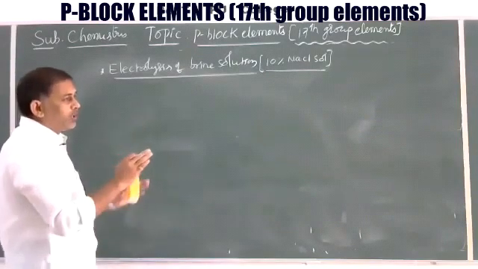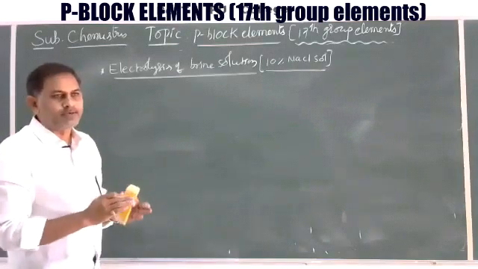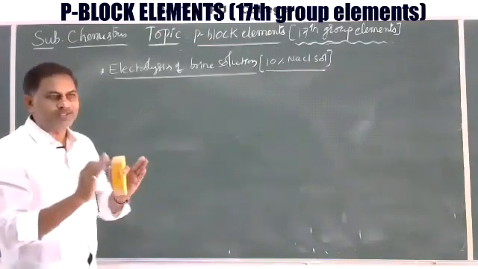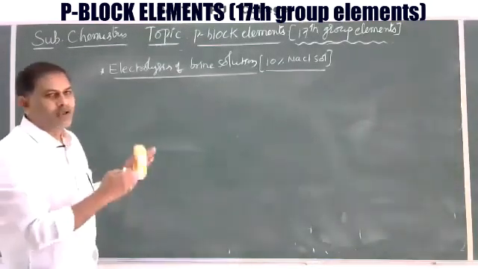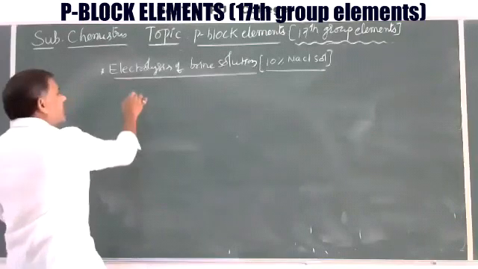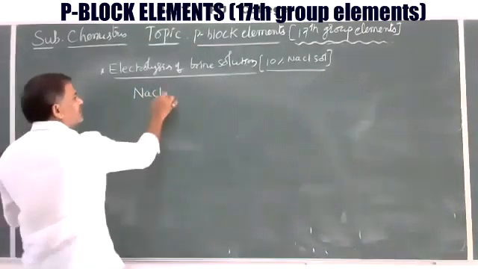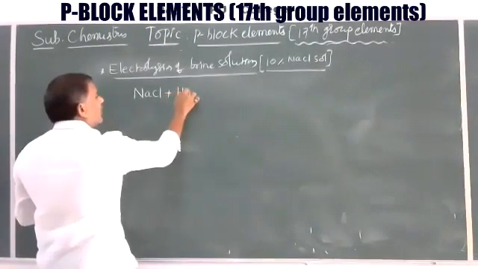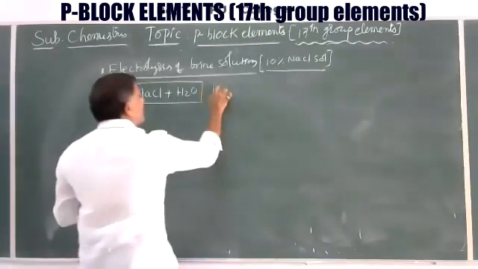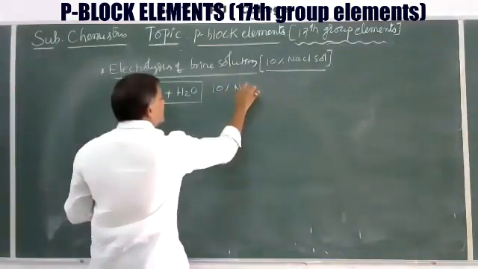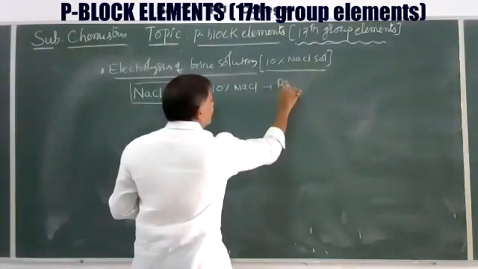In our textbook it is given only that during the electrolysis of brine solution or sodium chloride, it gives chlorine gas at the anode. That's all. Very simple words given. But I'll give the clear information about this electrolysis. Yeah, the 10% NaCl solution. This is NaCl solution, and it also contains water, H2O. This is a solution, that is 10% NaCl solution, that is called a brine solution.